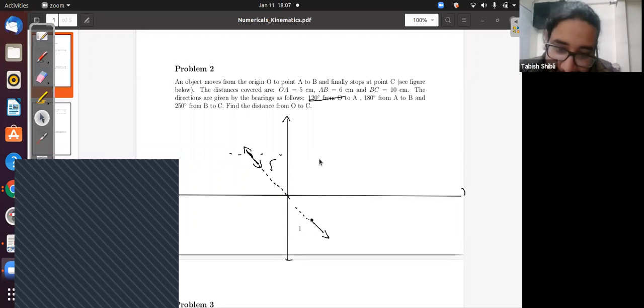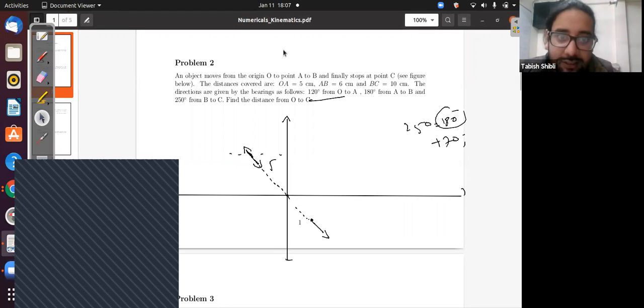So 250 degrees is essentially 180 plus 70, right? So 180 degrees is essentially you go back to this direction here, and then you add a 70. So it will be somewhere less than 90, somewhere here. And this is 10 centimeters. And then you need to find out what this OC distance is. So this is essentially the triangle that we're taking.